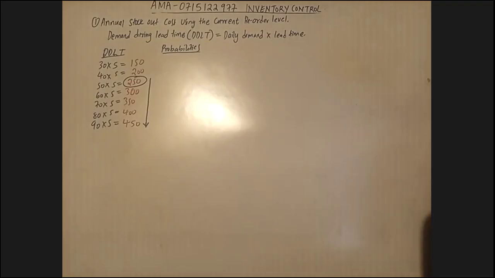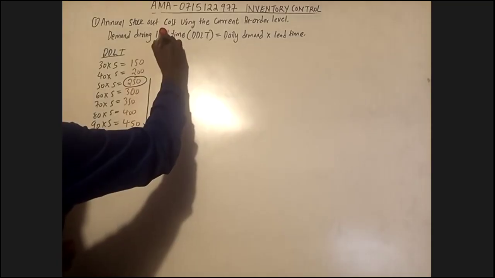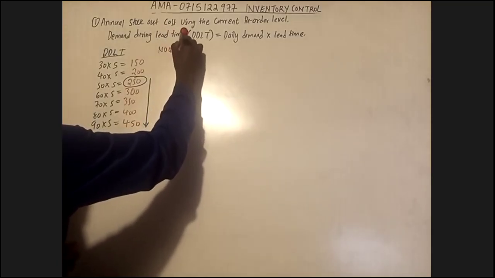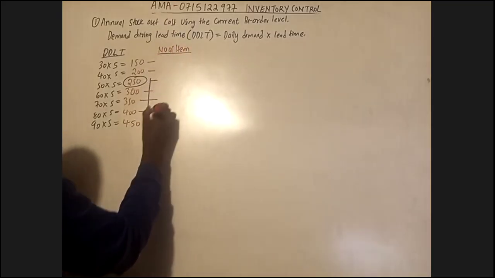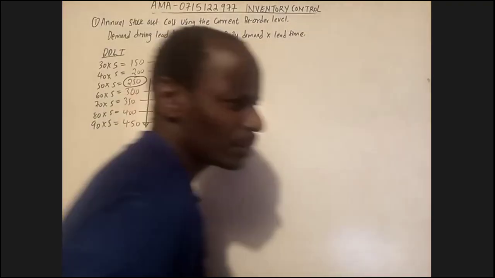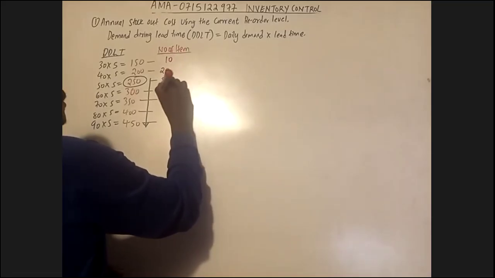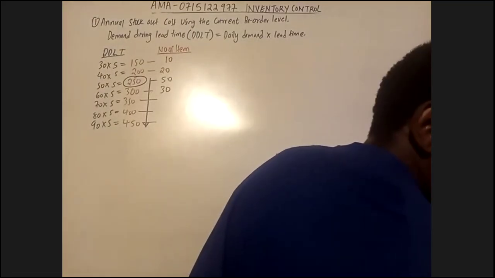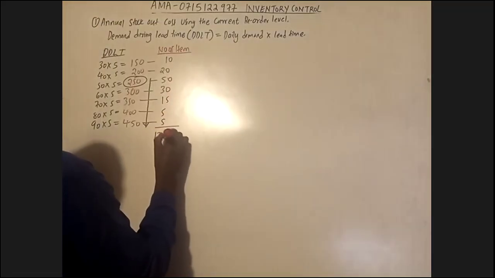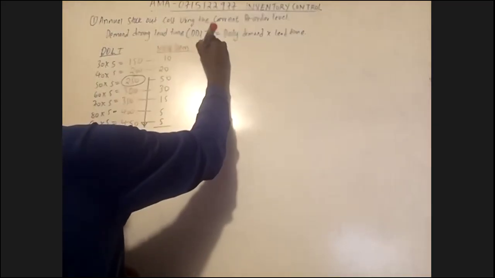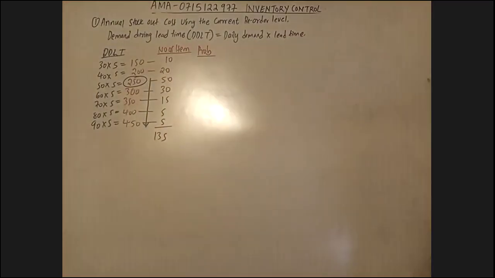Now, probabilities. So allow me to write the number of occurrences: 10, 20, 50, 30, 15, 5, and 5. The total is 135. So find the probability for each one.